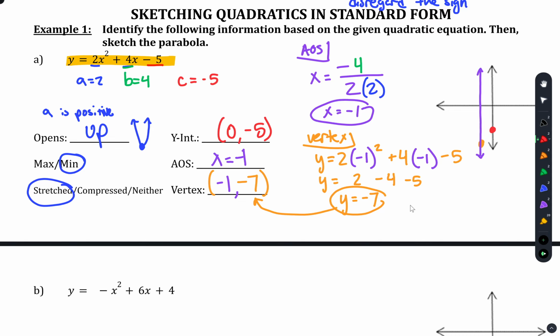Now let's think about the shape. It's got to be concave up. I know that vertex is a minimum. And it needs to look stretched. So I'm going to try my darndest to make this look skinny and tall. Any questions on that?